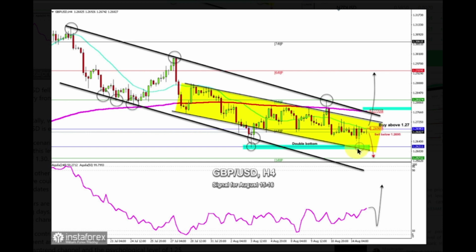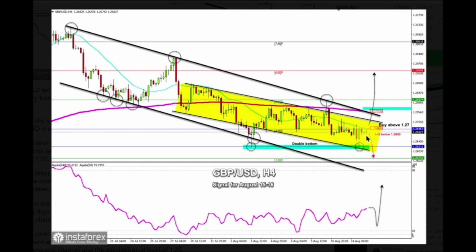GBPUSD is expected to consolidate above the 4/8 Murray level, located at 1.2695. If this scenario happens, then we could expect a bullish acceleration and the price could reach 1.2770. Above this level, we could expect GBPUSD to reach the 6/8 Murray level, 1.2939. And finally, the psychological level of 1.30.